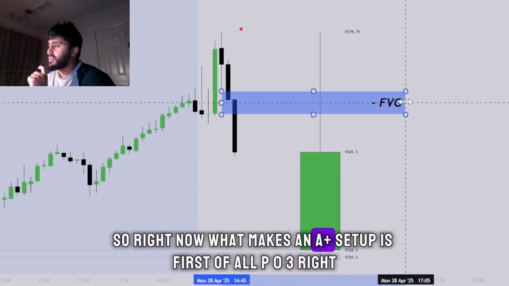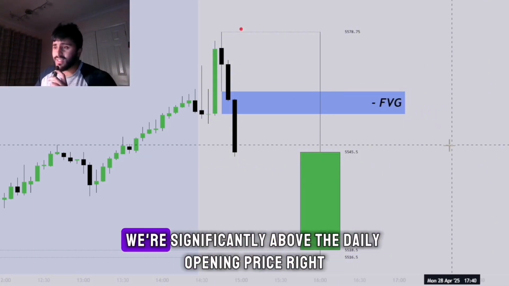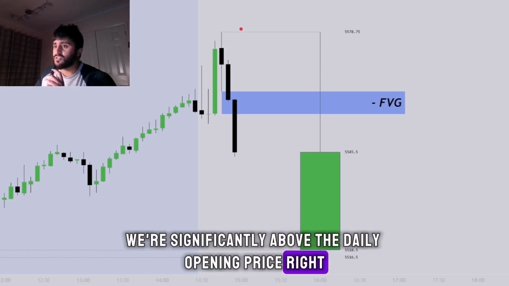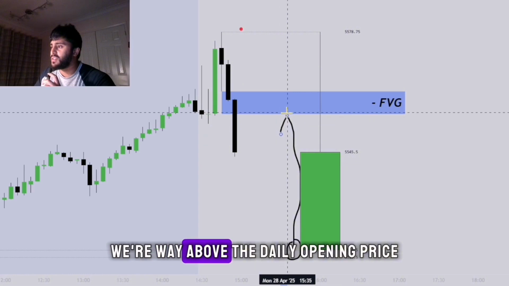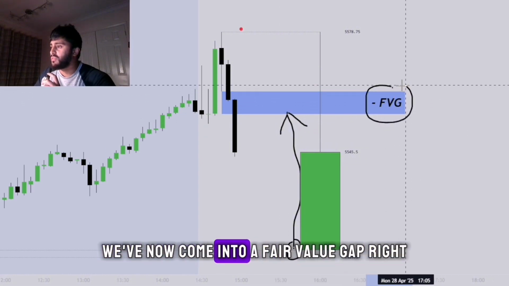So right now, what makes an A plus setup is first of all PO3. We're significantly above the daily opening price. Just to make this clear for everyone, this is the daily opening price. We're way above the daily opening price. We've now come into a fair value gap.